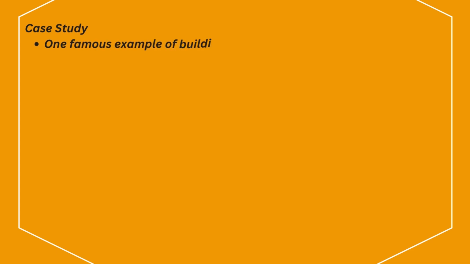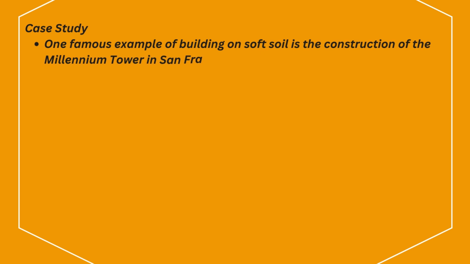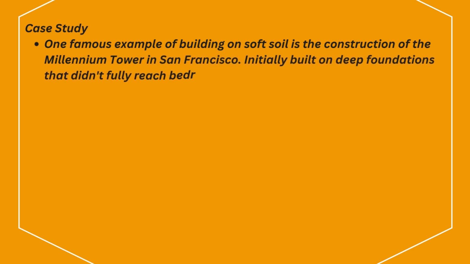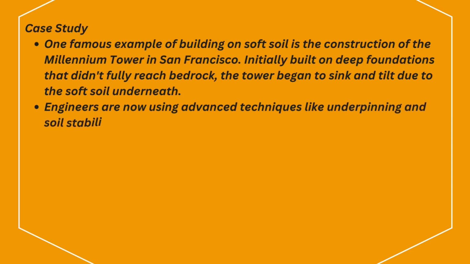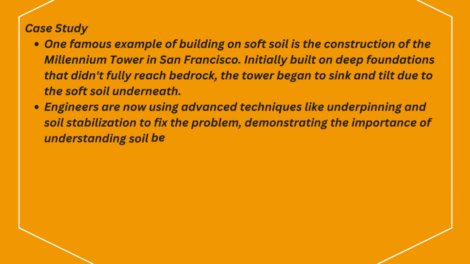One famous example of building on soft soil is the construction of the Millennium Tower in San Francisco. Initially built on deep foundations that didn't fully reach bedrock, the tower began to sink and tilt due to the soft soil underneath. Engineers are now using advanced techniques like underpinning and soil stabilization to fix the problem, demonstrating the importance of understanding soil behavior when designing large structures.